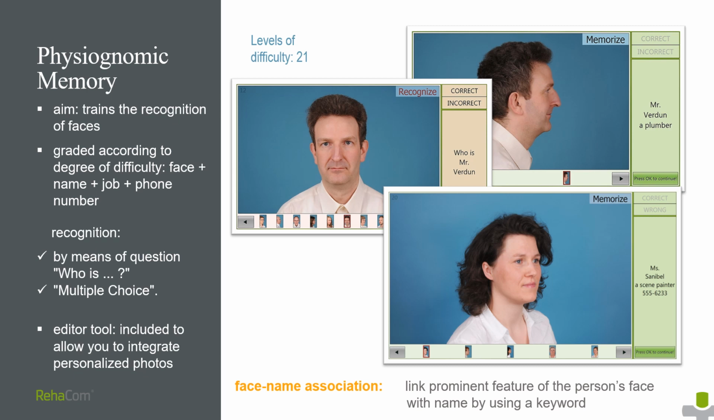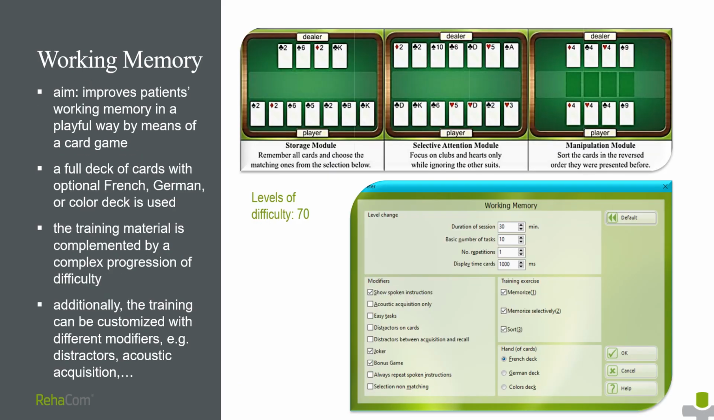Due to the outstanding importance of a well-functioning working memory, I would also like to introduce this module in more detail. Working memory is an active and integrative stage in the human memory system. RehaCom's training module supports both the storage and the manipulation components of working memory and increasingly involves selective attention and inhibitory processes. This sophisticated training consists of 3 auto-adaptive modules designed to exercise the main components of working memory on the basis of a card game.